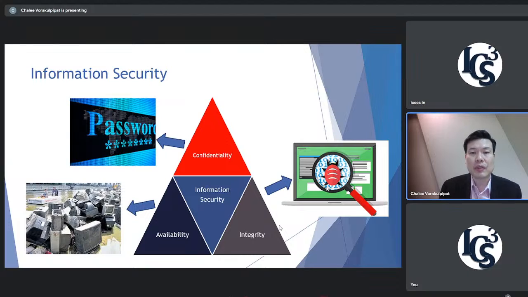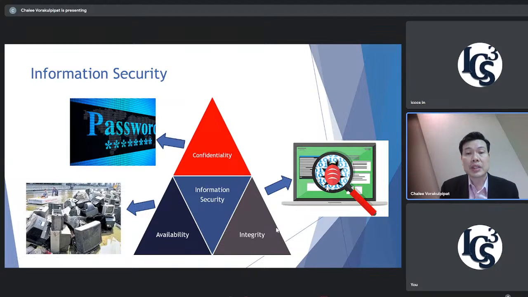A good example is virus, right? Computer virus, or a hacker who hacked and changed the data inside, or malware like ransomware, because ransomware will damage the data, right? When we talk about ransomware, it may involve all of confidentiality, availability, and integrity.